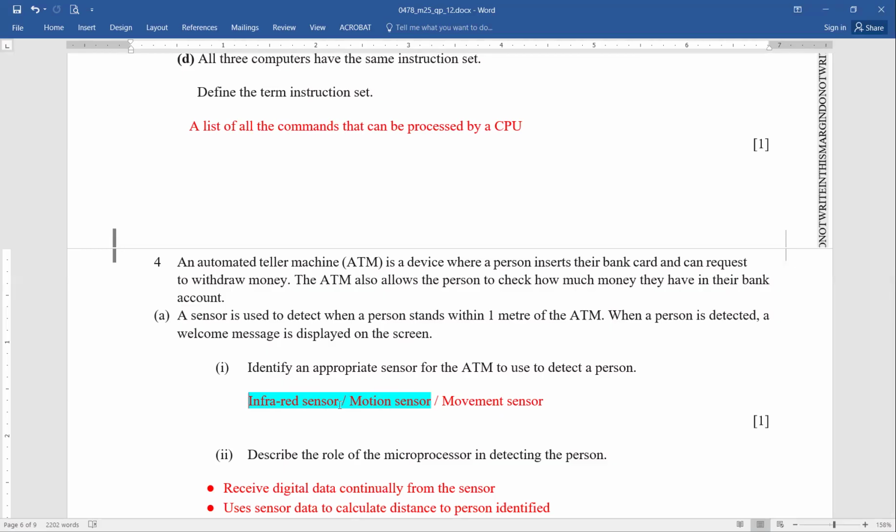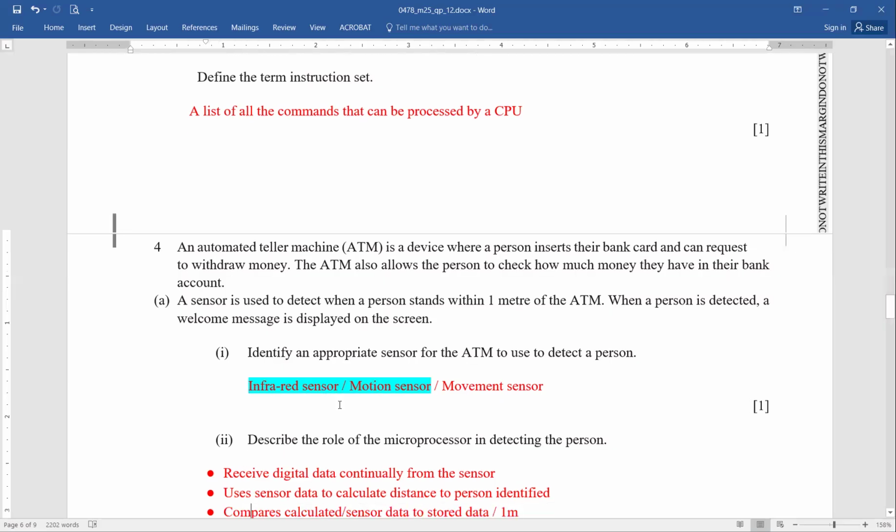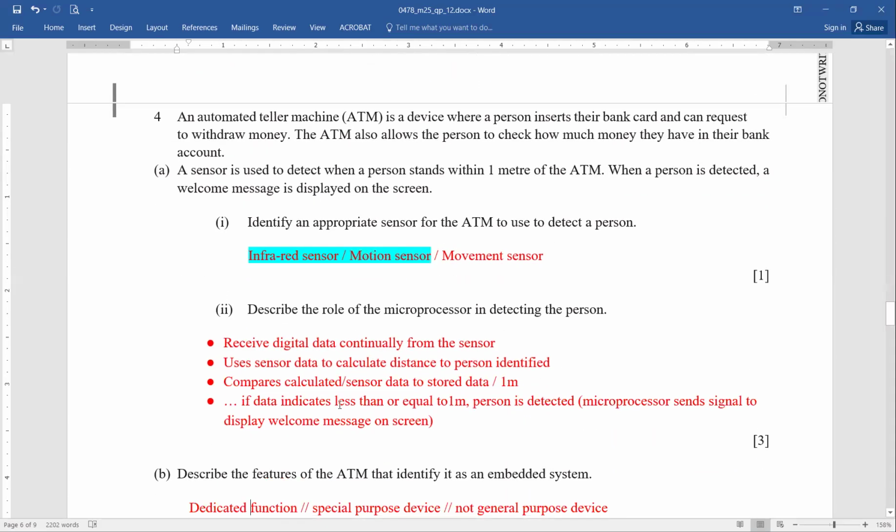Okay. Now, part B. Describe the role of the microprocessor in detecting the person. So you can see half of the answer is hidden in the question. The role of the processor, what does it do actually? It's a 3-mark question. So what is it doing?